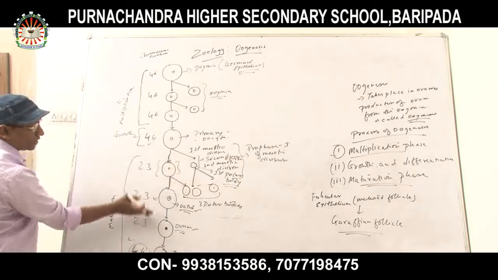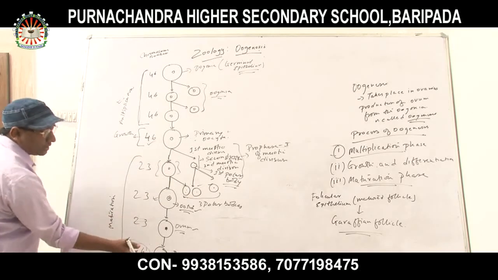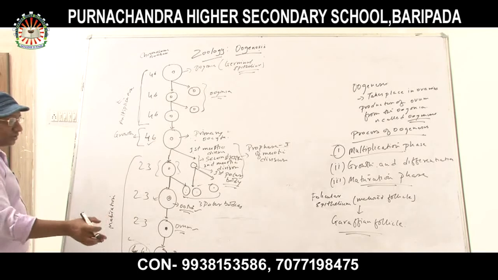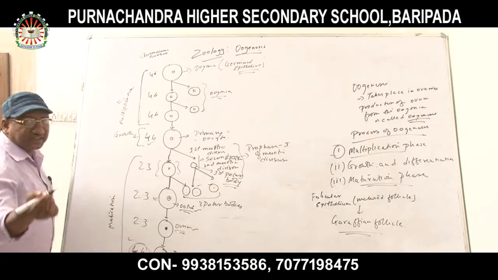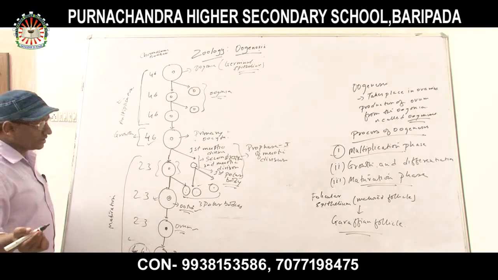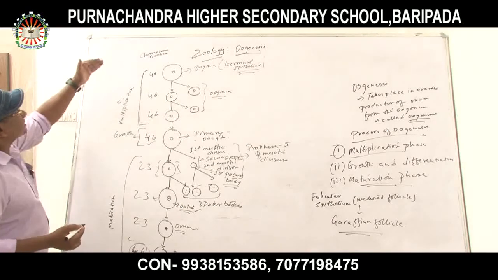Till here, prophase 1 of meiotic divisions. Then after that, when a sperm is fused with the ovum, it exhibits which kind of phase? Metaphase of the cell division. Clear? Okay. This is the oogenesis.